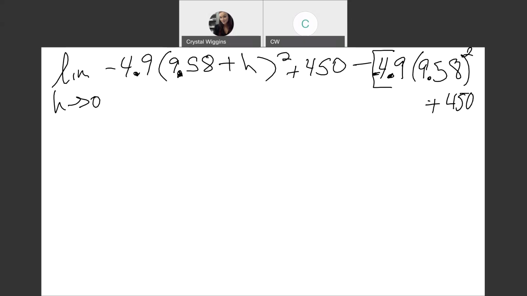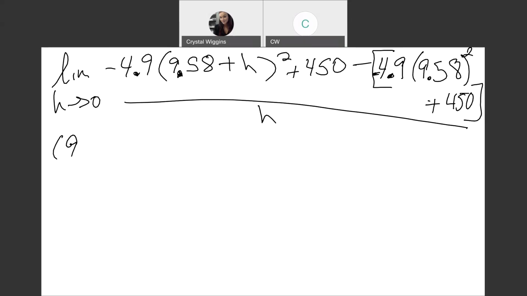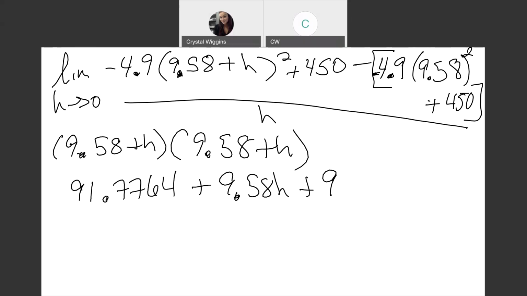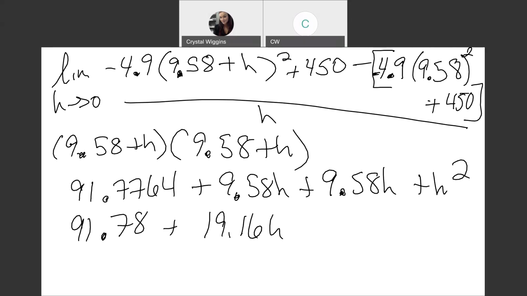plus 450 all over h. Now again, we have a binomial squared, so we have to do a little bit of side work. 9.58 plus h times 9.58 plus h. So we need to find 9.58 times 9.58, which gives us 91.7764 plus 9.58h plus 9.58h plus h squared. If we add our 9.58 h's together, we get 91.78 if I round, plus 19.16h plus h squared, just for this binomial squared part.